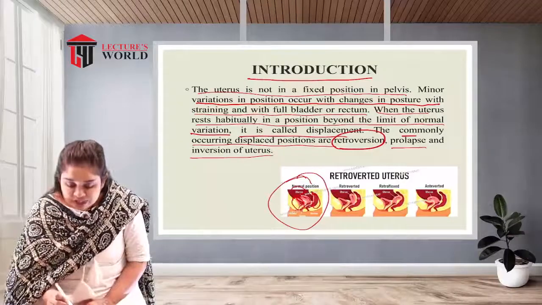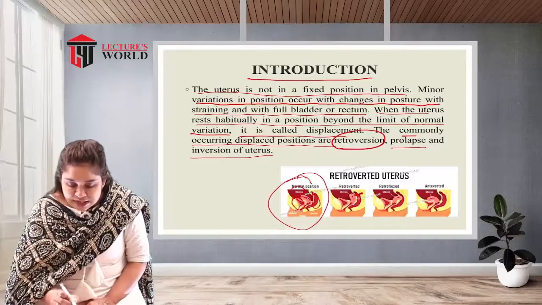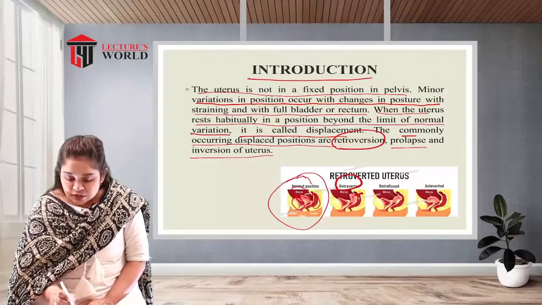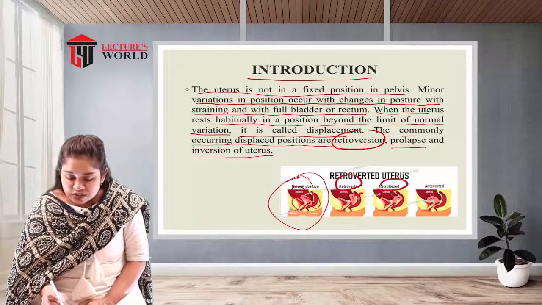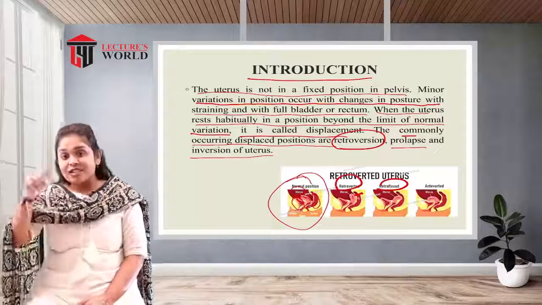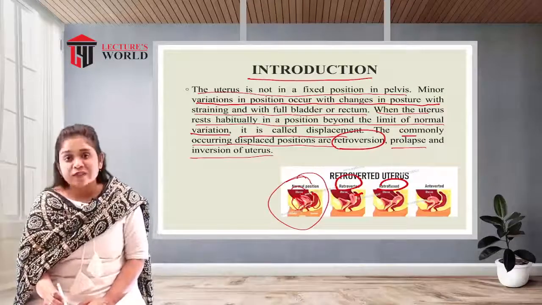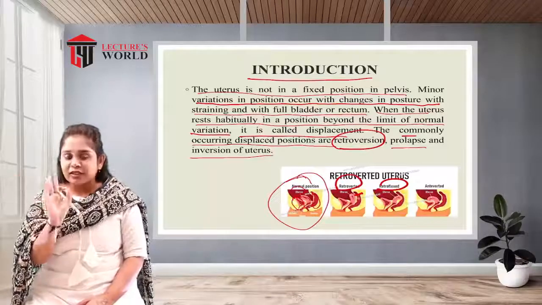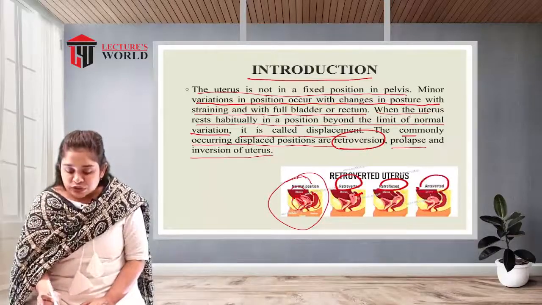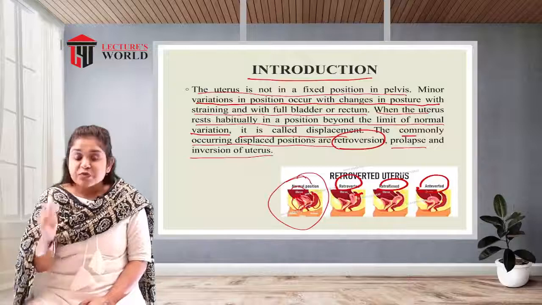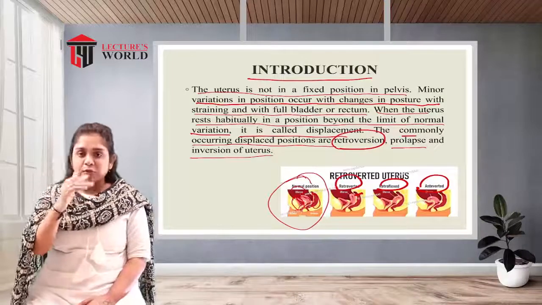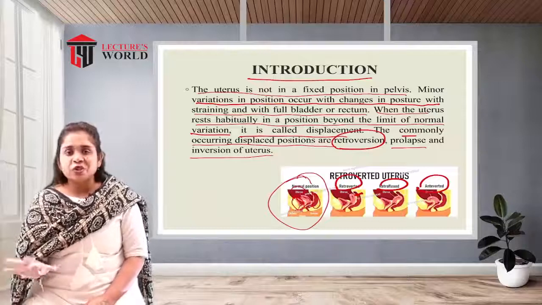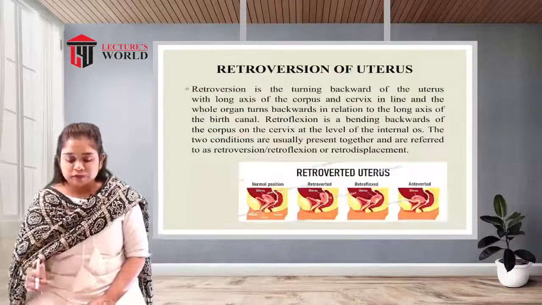But when it is resting backward, as you can see, that is known as retroversion. When it is retroverted and then retroflexed, it is completely resting backward. That is retroflexed, because it is flexing backward. Then there is the anteverted, which, as you can see, is completely leaning forward to the bladder side. This is how retroversion of the uterus occurs.